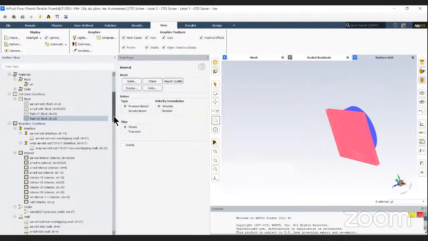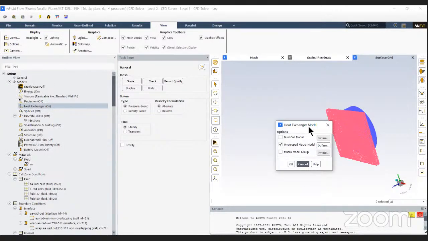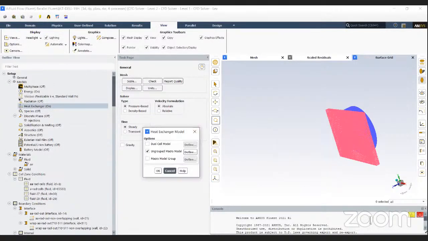All right. The other thing that we did for this particular simulation is specify a heat exchanger model. Now, this radiator is a heat exchanger, and we have the heat exchanger performance data, right? How can we use this data to simplify the heat exchanger specific inputs that we provide for this particular zone? So you have a couple of ways to do that. I have chosen the ungrouped macro model for this particular demonstration.